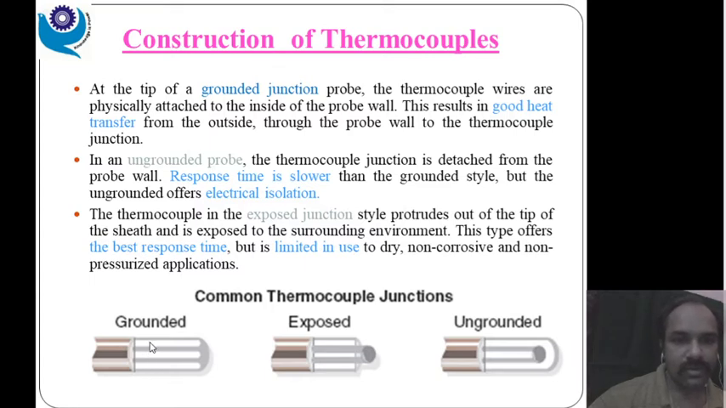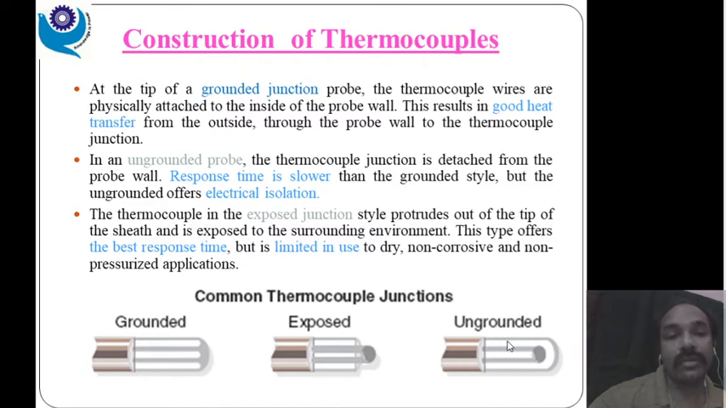So in the grounded format, the thermocouple wires are physically attached to the inside of the probe wall. See, it is physically attached inside, 1, 2 and 3 in this fashion, internally connected. Due to this, there is good heat transfer from the outside through the probe wall to the thermocouple junction.